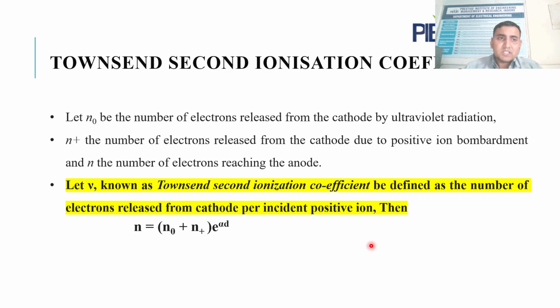So due to n0 and n plus, the number of electrons reaching the anode is the addition of both, due to the UV rays and due to the cathode, and this gives the changed equation from the previous one. The number of electrons is the addition of both, with an exponential rise of e to the power alpha d. It is called Townsend's second ionization coefficient, denoted by gamma. It is the number of electrons released from the cathode per incident ion.